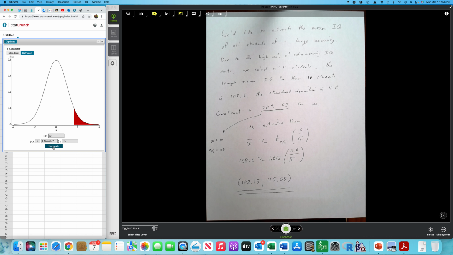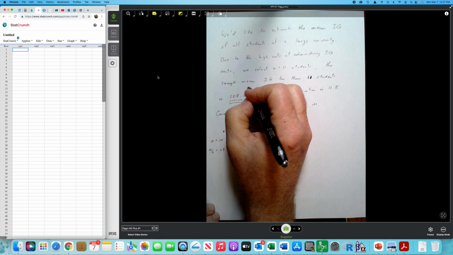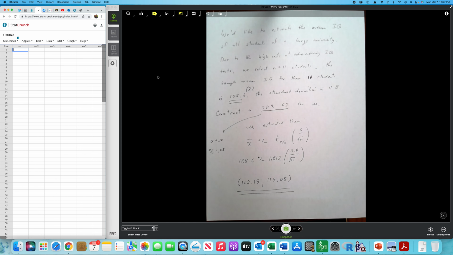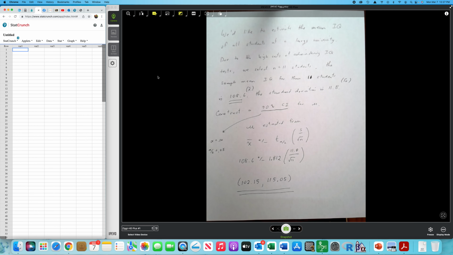All right, let's put this stuff to work. So I'd like to estimate the mean IQ of all students at an extremely large university, due to the high cost of administering IQ tests and the length of time. We'll select 11 students. We give them all an IQ test, measure their IQs, and we find out that the mean IQ for these 11 students, which is our X bar, obviously, is 108.6. The standard deviation, which is our Sx, is 11.8. Construct a 90% confidence interval for mu.